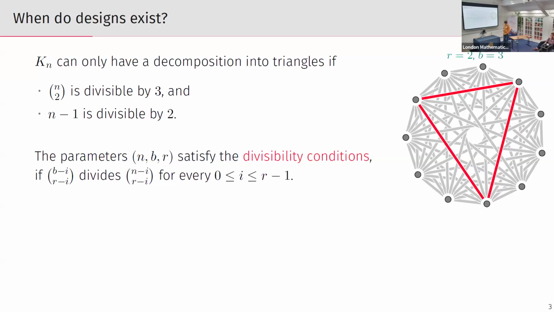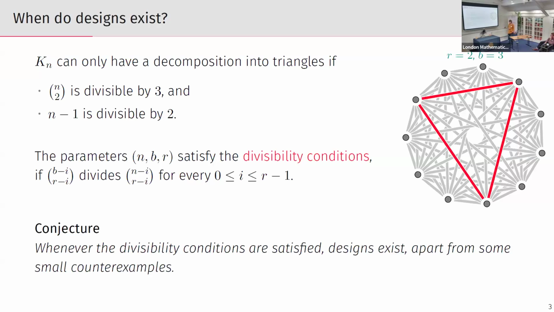And then there was a very famous, for a long time open question, whether whenever these conditions are satisfied, then we get a design. And this is actually not true. There are some counterexamples to that, but only small counterexamples were known. Once you fix your parameters B and R, then only for certain small n, some counterexamples were known. That's why the conjecture was that apart from these small counterexamples, we should always be able to get a design if the conditions are satisfied.